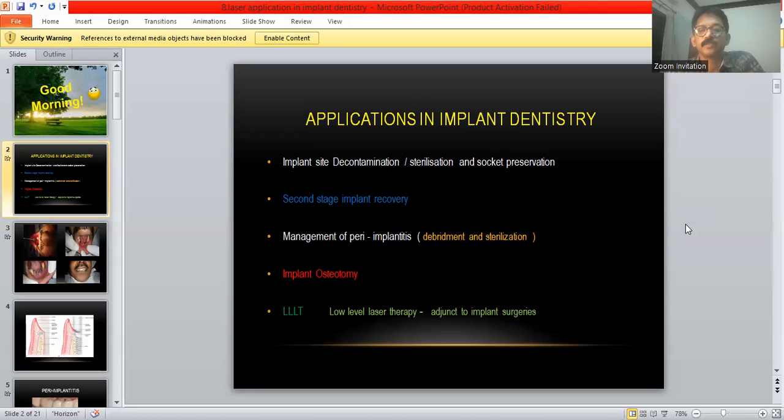It's an adjunct to the implant surgeries, which promotes healing of the wound as well as the osseointegration process. So in short, the application of laser in implant dentistry includes implant site decontamination, sterilization and socket preservation, second stage implant recovery, management of peri-implantitis, implant osteotomy, and low level laser therapy.